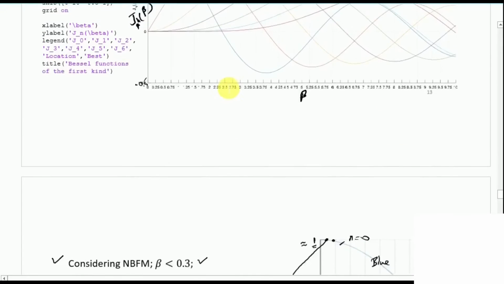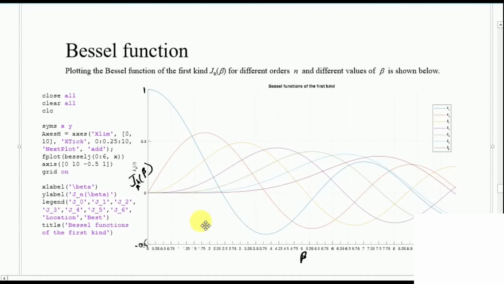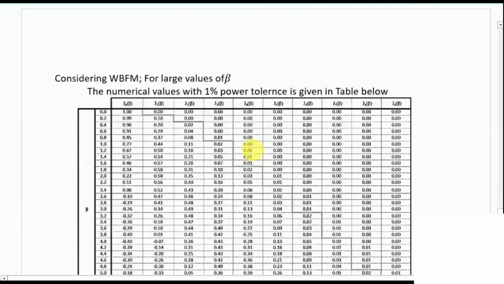So this means that, so 2, and this red one is around 0.58. So this point is approximately 0.58. So all of this is basically tabulated in this table.